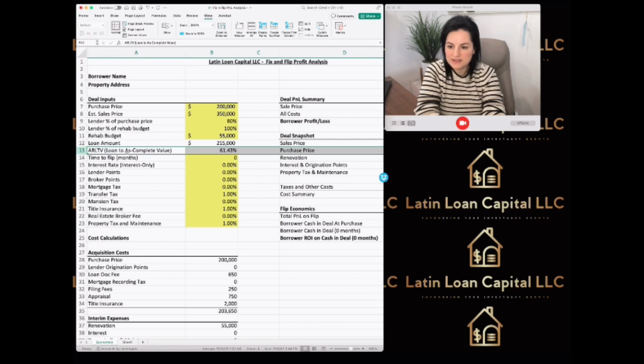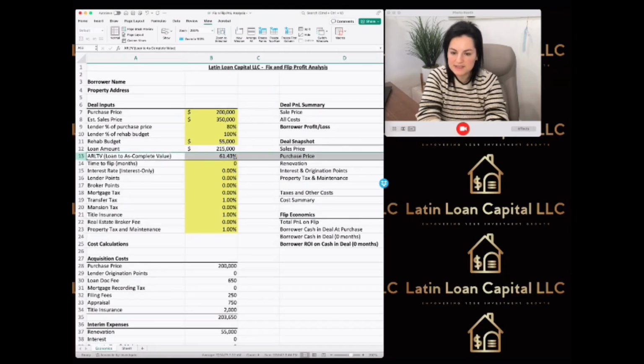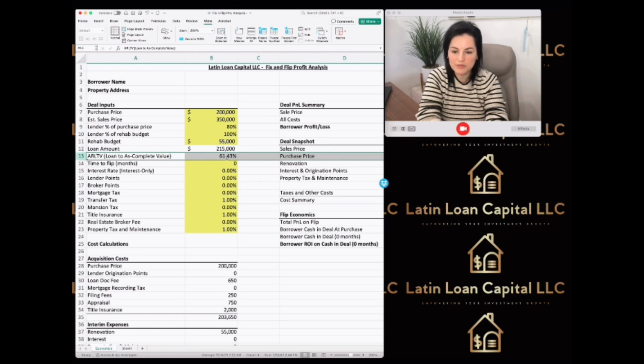After repair LTV. Okay, now even if you as an experienced investor can qualify to put only 10% down, if this percentage is more than 75%, then you will be required to put more money down. This is because no lender will give you more than 75% ARV LTV, right? So always consider this percentage here too. It's very important.